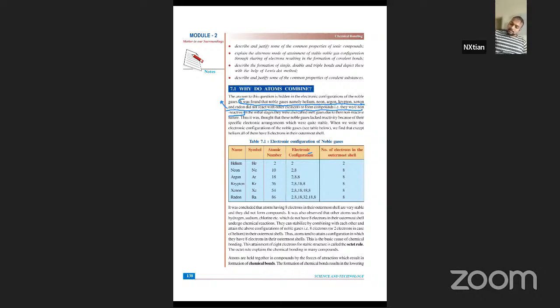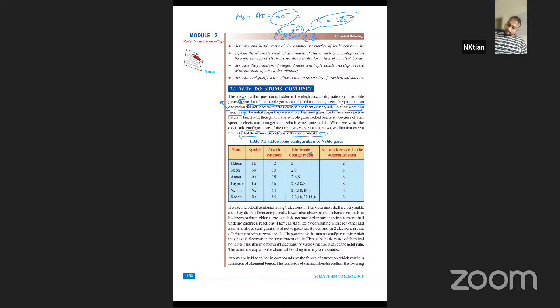Did you understand? You can see that except helium, they have 8 electrons in the outermost shell. Now you will ask, sir, why is helium also a noble gas if it doesn't have 8 electrons? Helium has atomic number 2, meaning 2 electrons. 2 electrons means in the K shell all are filled. This is called the duet rule. So helium follows the duet rule and the rest follow the octet rule to become a noble configuration. Understood, guys? Yes or no?